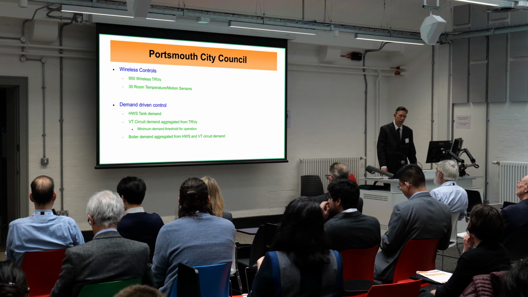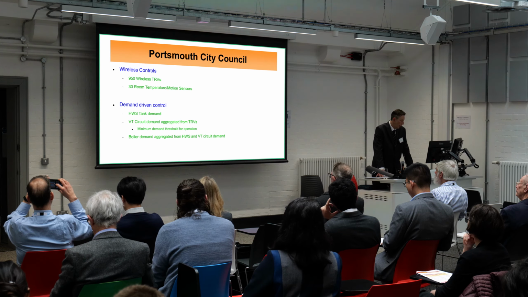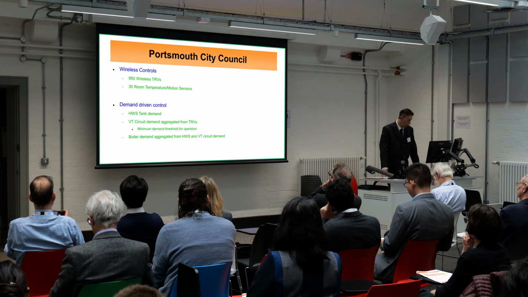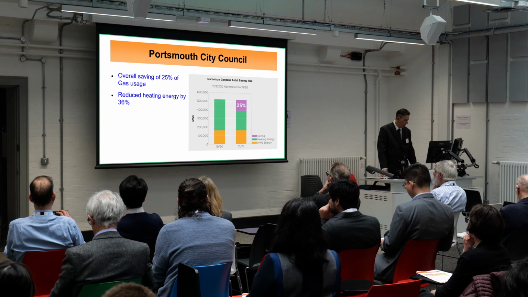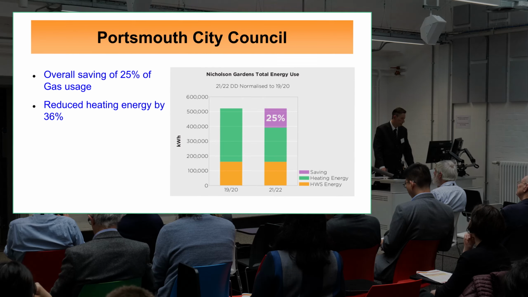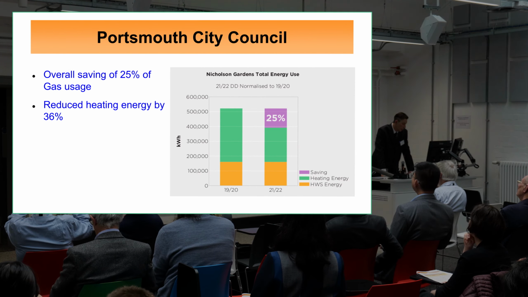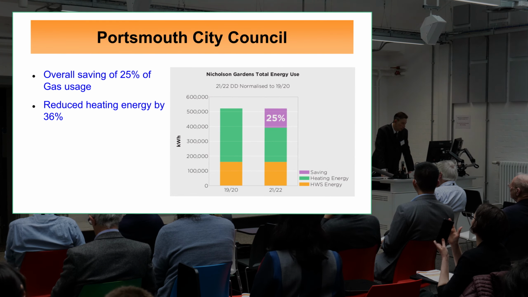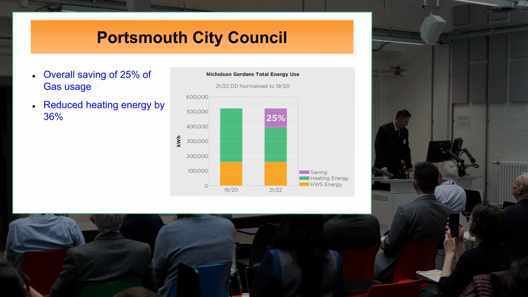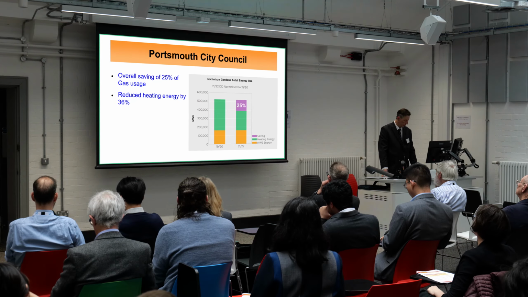And we installed about 950 wireless TRVs across 6 sites. And with those, controlled the sites and used demand feedback to determine boiler operation for heating purposes, and measured an overall gas reduction of 25%, which was quite pleasing. That included hot water energy, so if we just look at the gas energy used by heating, we achieved a reduction in the heating energy input of around 36%, which is very pleasing.